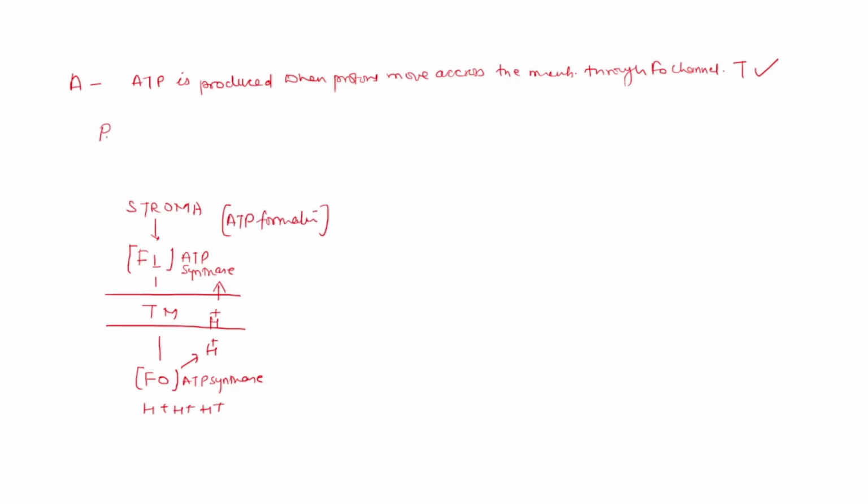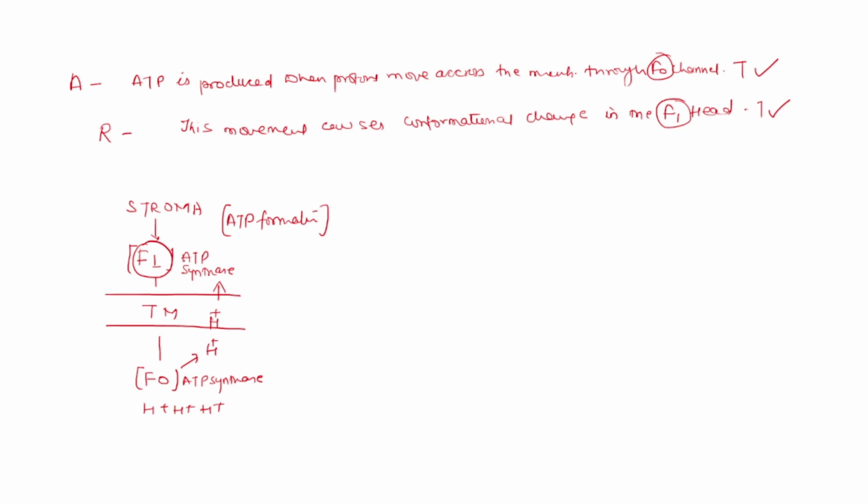Now what is the reason given here? That this movement causes conformational change in the F1 head. Is this statement true? Yes, this statement is also true. The energy released by the proton flow causes changes in the shape of the F1 head, which catalyzes the conversion of ADP to ATP. So both these statements are true.